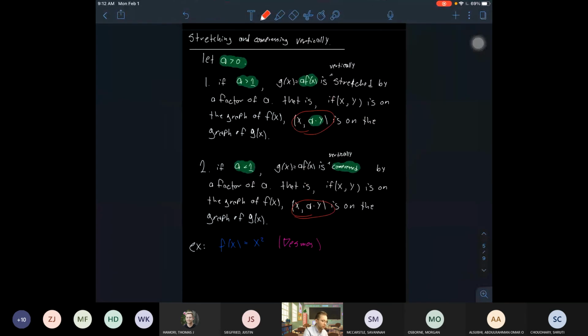So A larger than 1, vertical stretch. A less than 1, vertical compression.